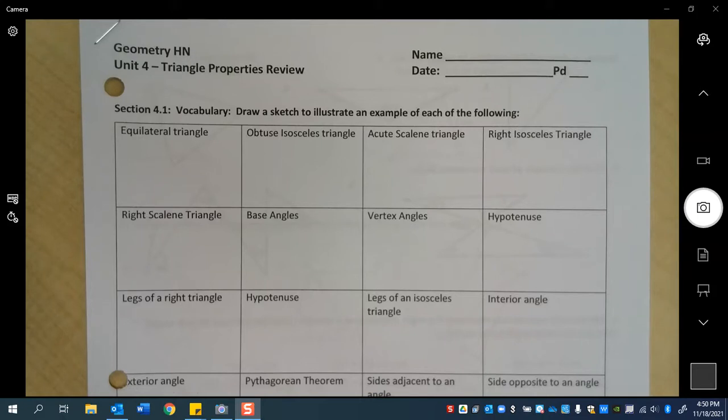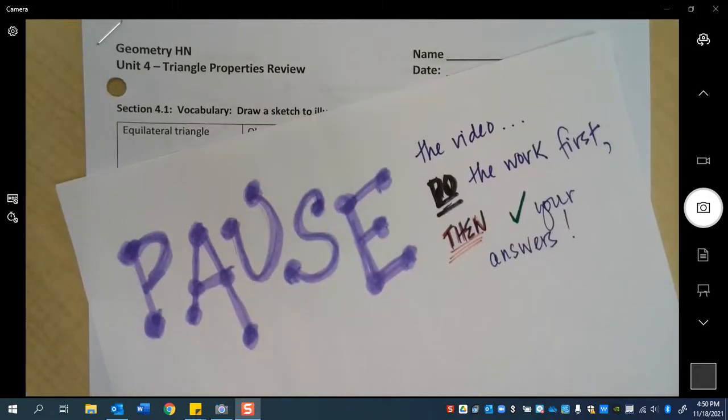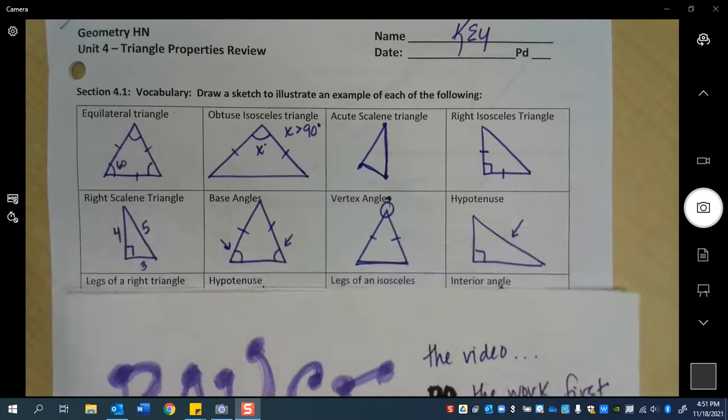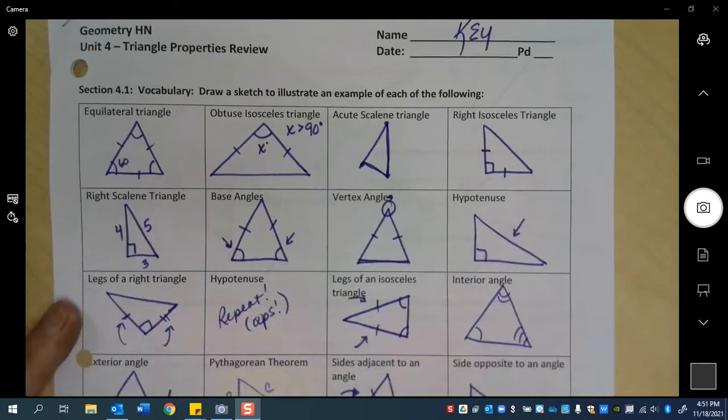So, of course, you know the deal. You'd have to do the work first. So go ahead and pause the video, do the work, and then come back and check your answers. All right, let's see how you did. So each of these drawings represents a different vocabulary word we need to make sure that you're understanding.